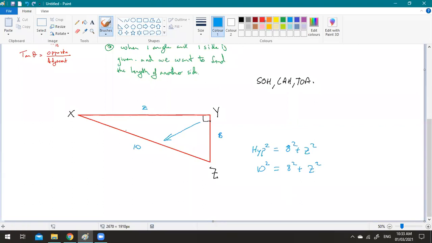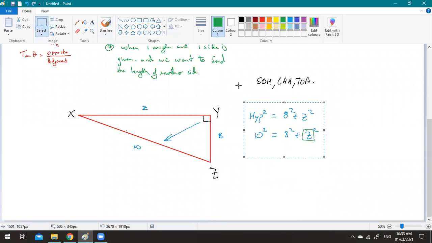And just for solving it, how are we going to solve it? Because we want to find Z. What's the next step in solving it? What's the meaning of 10 squared? 10 by 10, which is 100. What's the meaning of 8 squared? 8 by 8, which is 64. Now we don't know the value of Z, so it's still Z squared.